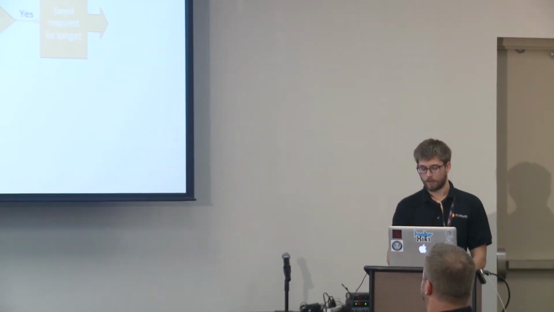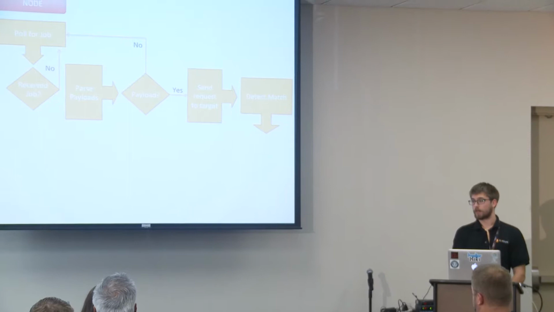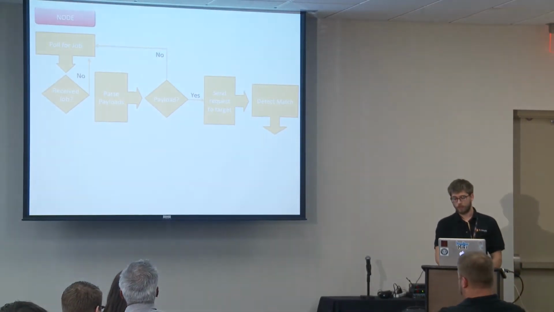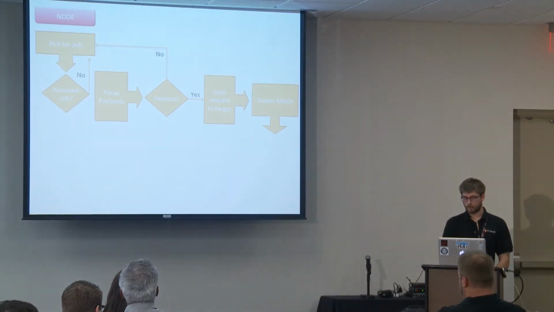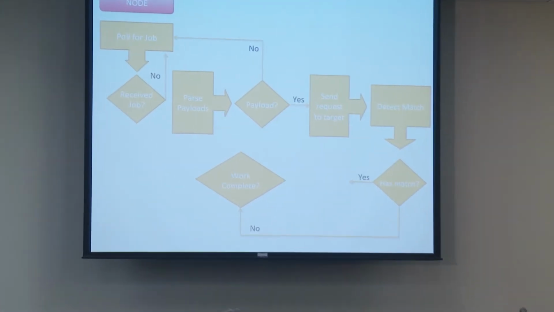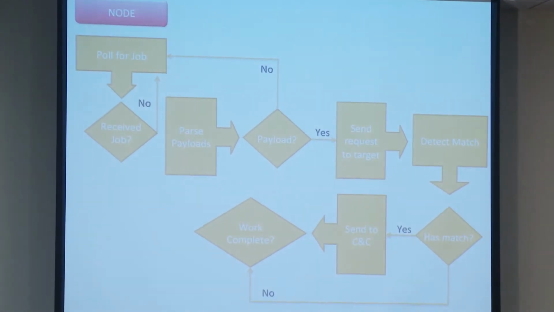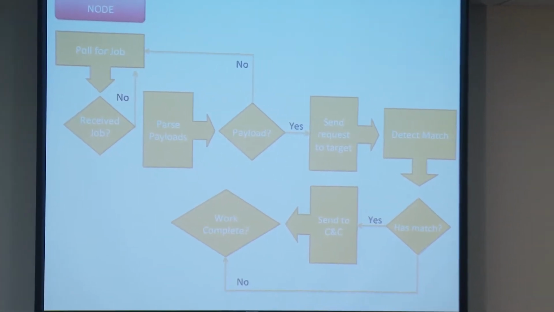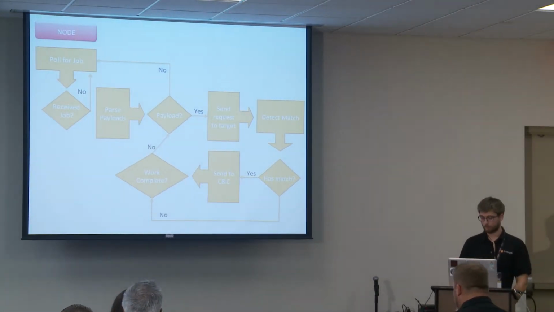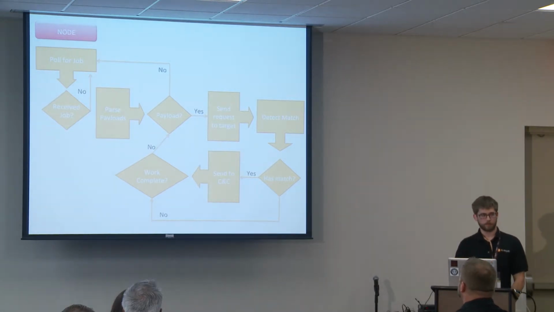So we form the request on the node, we send it to the target. We then look to see if there are any matches. So like I said, there's response matching, which is really useful. And the nodes actually do the response matching on the request directly. If there's no match, we then just check if the work's complete. If there is a match, we send it back to the command and control server. So like I said, the command and control server controls all the data. That's our central point. If the work's not complete, we just iterate, keep sending requests. Obviously, if it's complete, we're going to go back and continue polling.